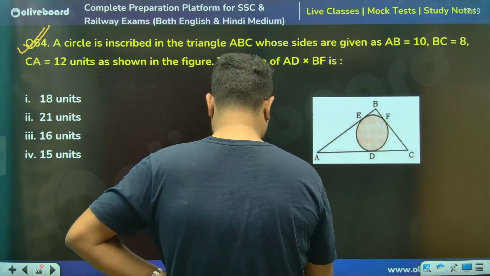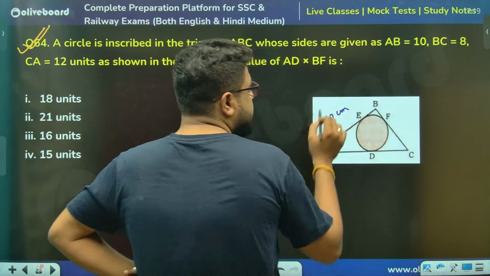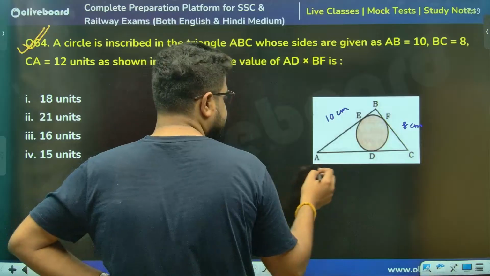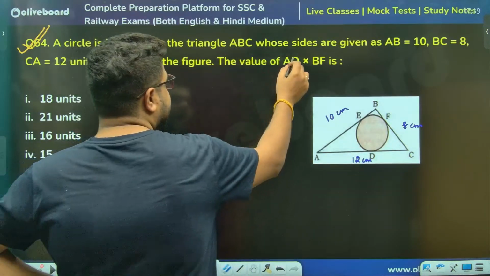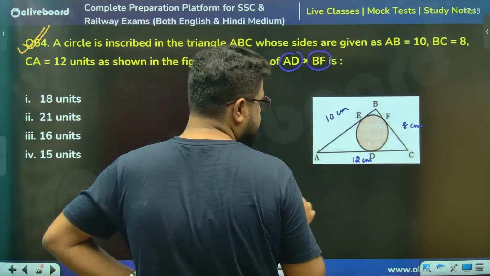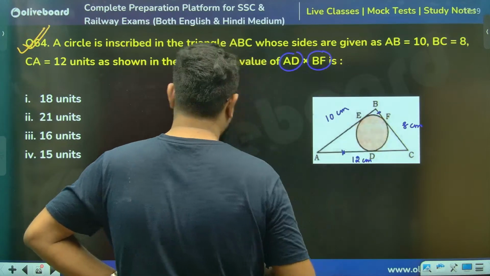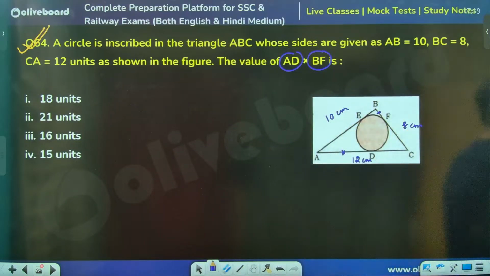AB is given as 10 centimeters. BC is given as 8 centimeters. And CA is given as 12 centimeters. Now they are asking AD into BF. AD, this part, into this part. That is exactly what they are asking. Now, how can we understand this?